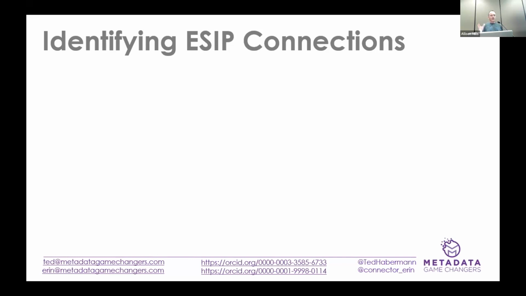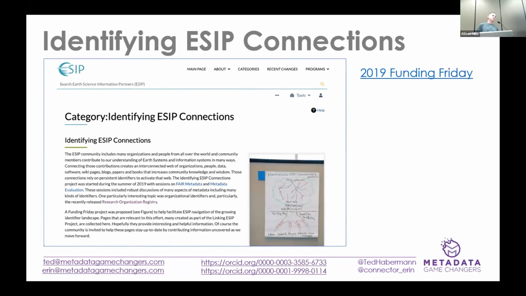But anyway, that was all I really wanted to say about DataCite and what's in DataCite. We heard yesterday about Funding Friday, and a couple of years ago, in 2019, I got a Funding Friday project to work on identifying ESIP connections. What we did was take various lists of affiliations of people that had attended ESIP meetings, and we used those affiliations to then search for RORs and extract the organization names from them.